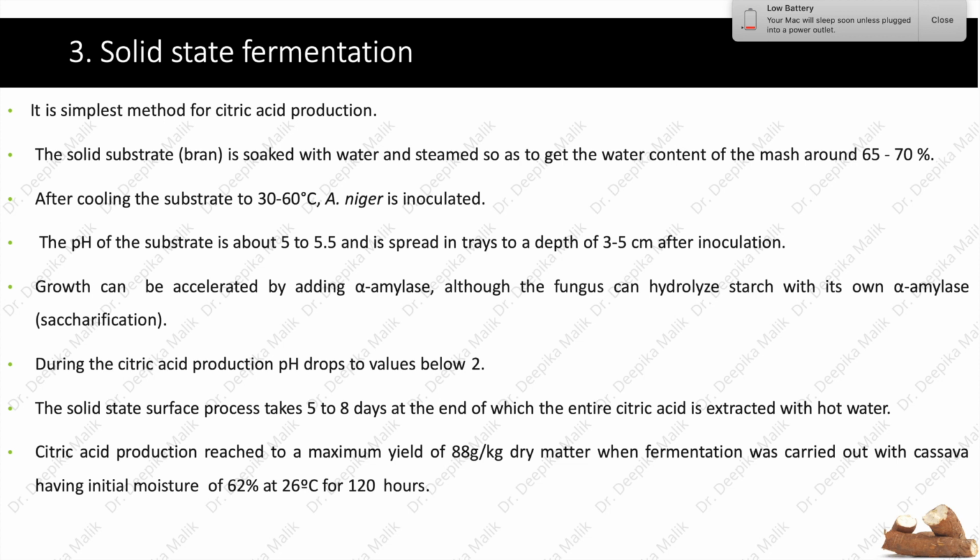It is the simplest method for its production. The solid substrate like bran is soaked with water and steamed so as to get the water content of the mash around 65 to 70%.